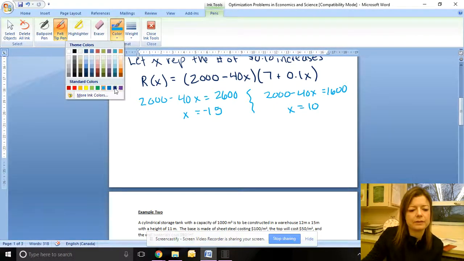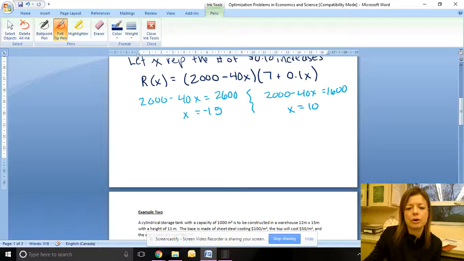Well, you don't have to rewrite the function. You can just put the restrictions now, or if you had room, you can put a comma and put it next to the function here. But x has to be between -15 and 10. Okay, so now we go through our algorithm.